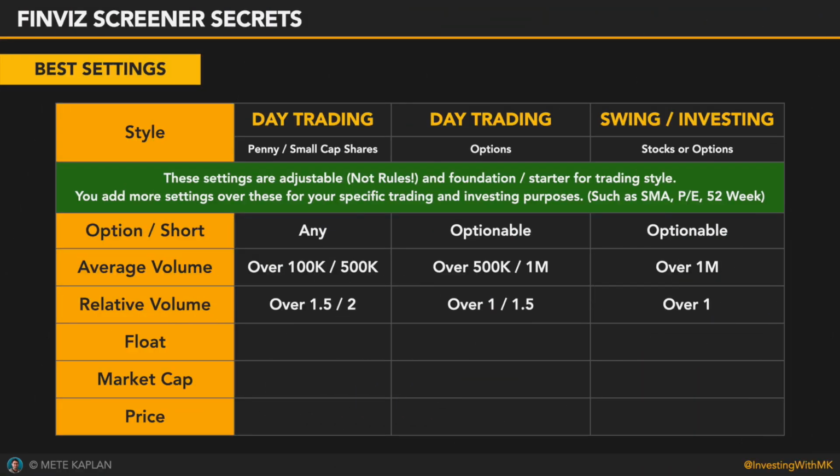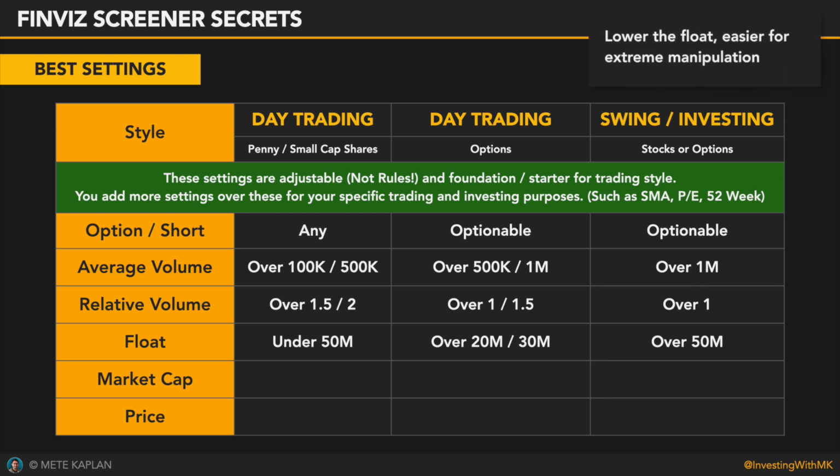What are the ideal settings? If you trade small caps or penny stocks, you can check out anything less than 50 million. But be careful, the lower the number, the easier for extreme manipulation. If you day trade options, ideally look for stocks with over 20-30 million at least. If you want to search for stocks for investing, set it over 50 million. Do not bother looking at anything less than that.